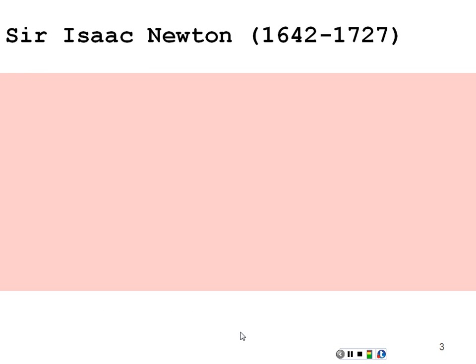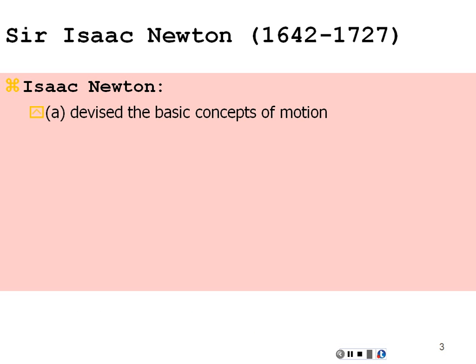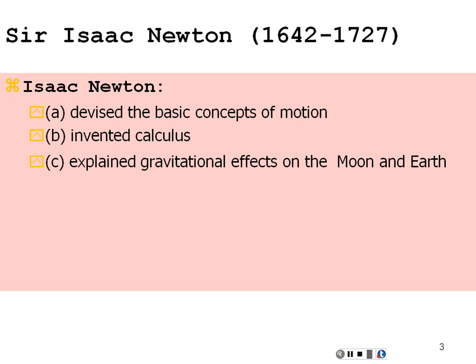Sir Isaac Newton, 1642 is when he was born, the same year that Galileo died. So in a sense, the spirit of science was passed from one great genius to another great genius in that year, 1642. Isaac Newton devised the basic concepts of motion, the motion that we're looking at in this course, and invented calculus along with Leibniz. There's some argument as to who actually invented it, but they did it simultaneously. We'll give it to Newton in this discussion.